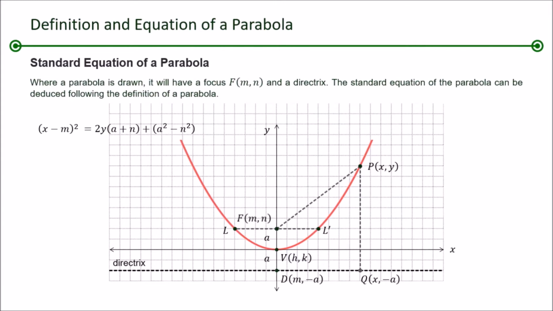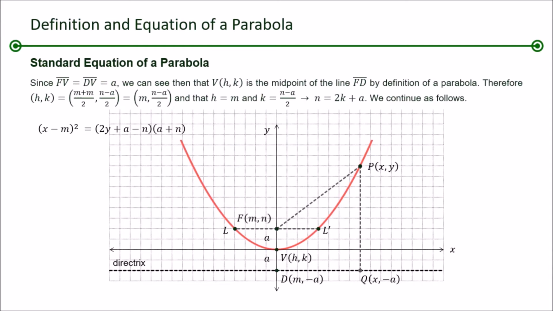And also we can group a squared and negative n squared as a difference between two squares. What that means is that we can factor a squared minus n squared into a plus n and a minus n. Factoring out a plus n would result in 2y plus a minus n times a plus n. Notice that the group a minus n is preceded by a positive sign, which means we can simply drop the parentheses.